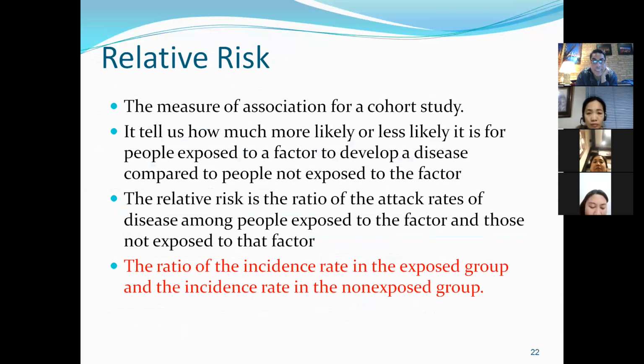And a cohort study is all about exposure first. We do not cohort the patients according to disease or no disease. In a cohort study, we start with exposure or non-exposure. So it tells us how much more likely or less likely it is for people exposed to a factor to develop a disease compared to people not exposed to the factor.